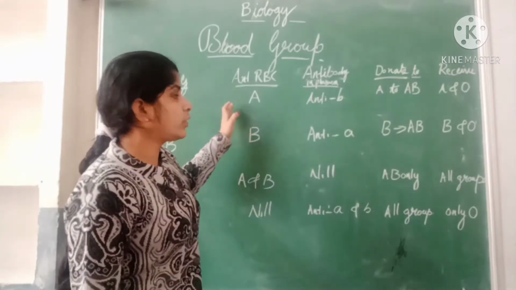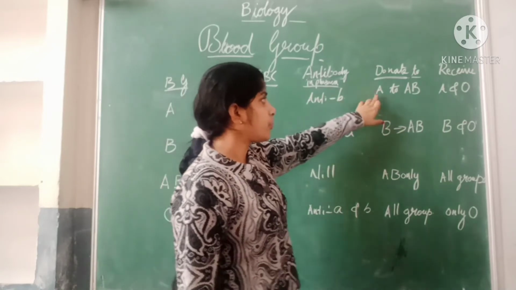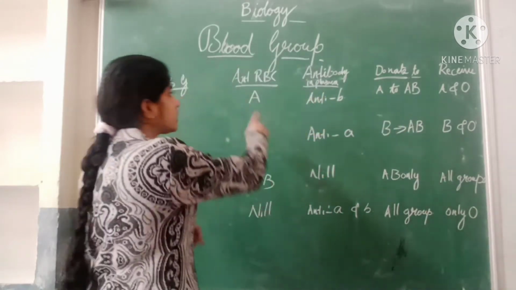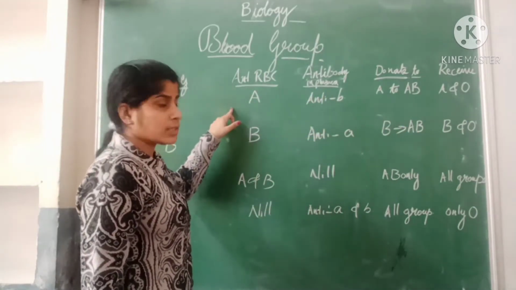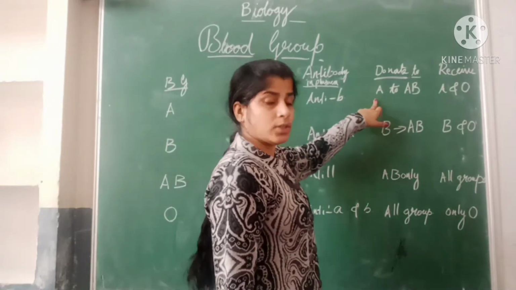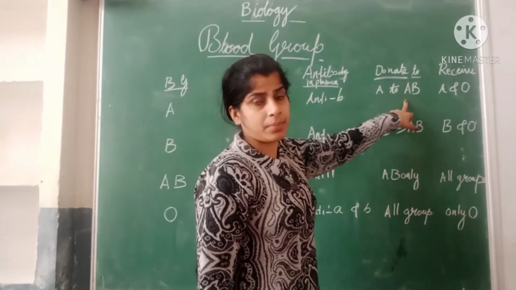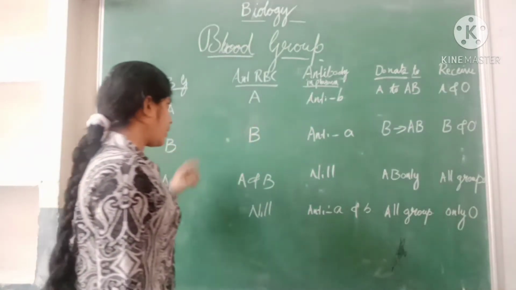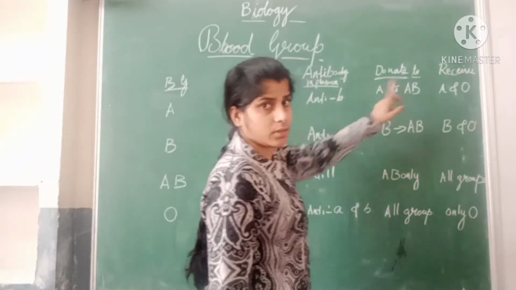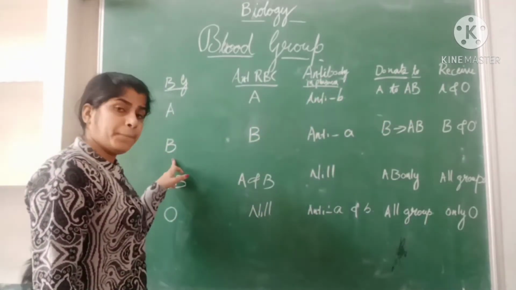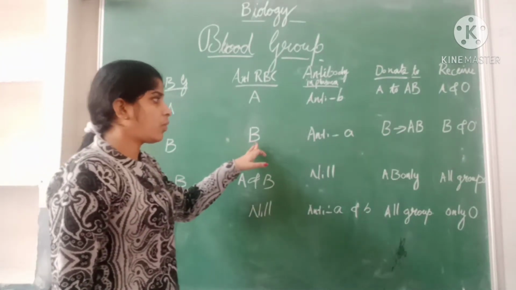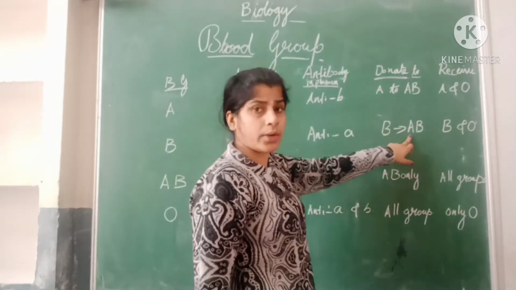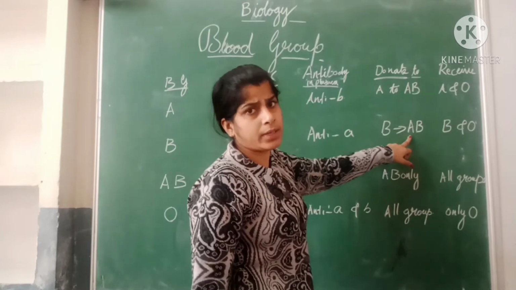So which blood group can donate to another group? Blood group A can donate to A and to AB, because it has antigen A and antibody B. So A group can donate to AB blood group. B group has antigen B and antibody A, so B can also donate to the AB blood group person.